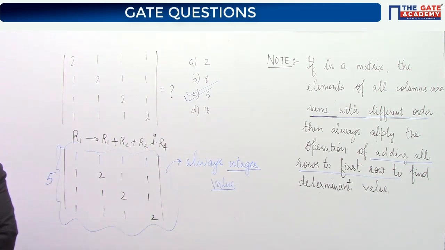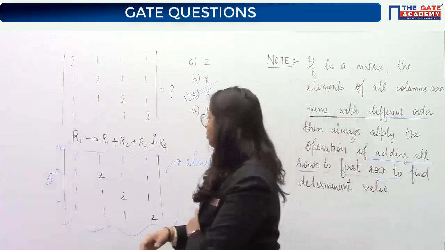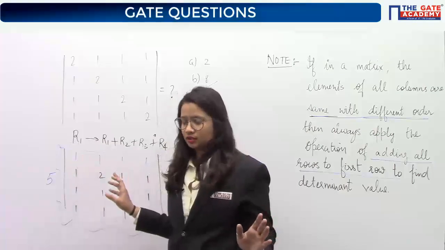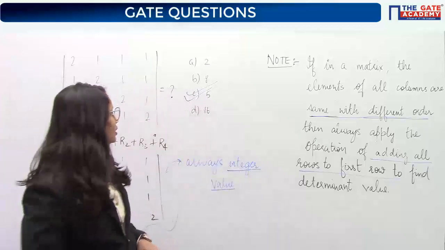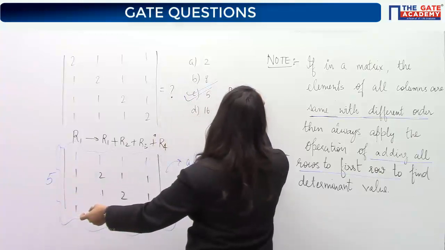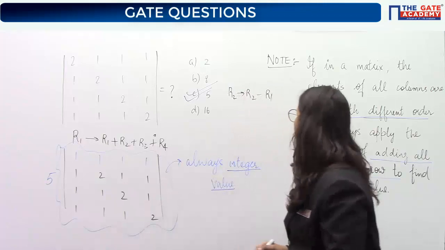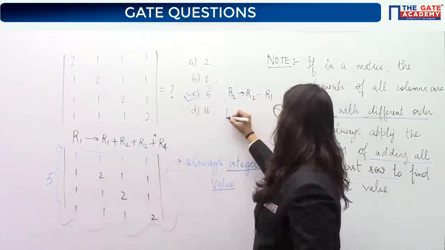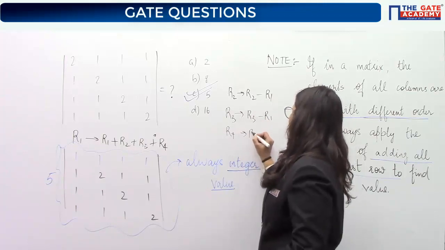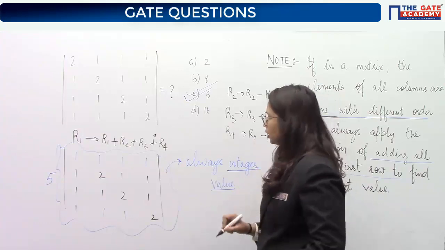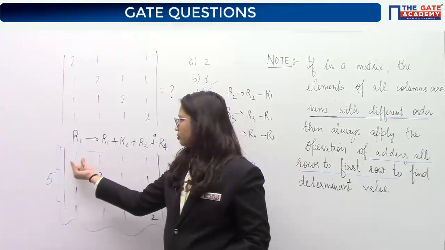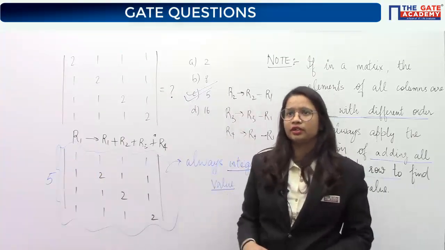So the lengthier method would be the one where you apply some row operations and convert these ones into zeros. You must have done this in your lower classes. So what operation will you do? You will take, let's say, row 2 and do R2 minus R1, so that this will become 0. Similarly on row 3 you will apply R3 minus R1, and on row 4 you will do R4 minus R1. Why are we converting into 0? Because you know that the expansion is the multiplication of the element with the cofactor. That's why we are doing this.